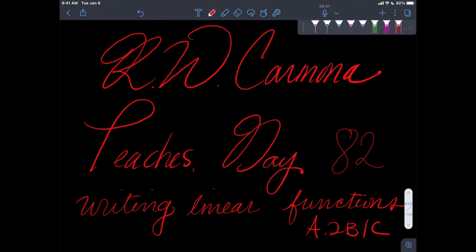Algebra 1, Day 82. Today we're going to be re-reviewing how to write linear functions, meaning how do I get their equation. The equations for lines can come in many different forms: standard form, slope-intercept form, point form, lots of different ways. However, we want to make sure that we're very adept at switching in between them, as well as finding our equations so that we can graph them.